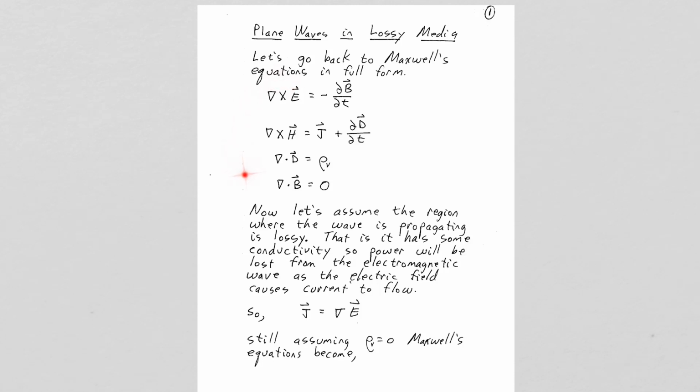Here we have Maxwell's equations in point form. So if we have conductivity, for the current density we're going to replace it with the conductivity times the electric field intensity. Even though the material is conducting, the charge density is going to still be zero. This is a condition that bothered me for a while and took me a while to figure out, why the charge density can be zero when the material is conducting.